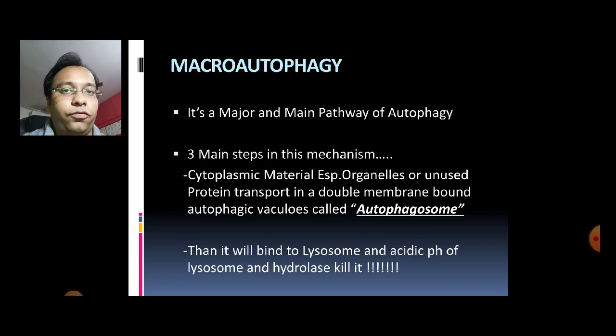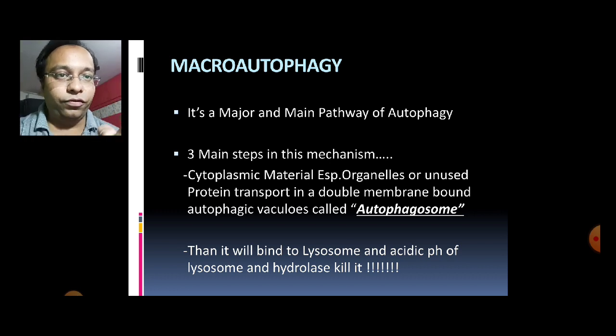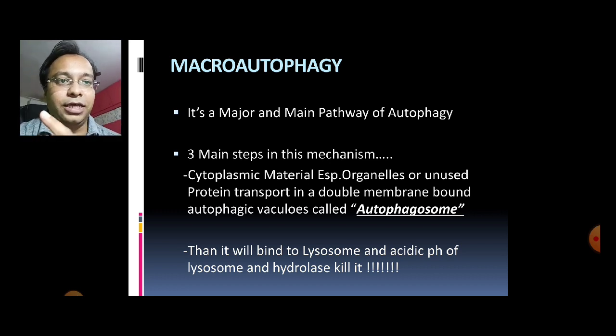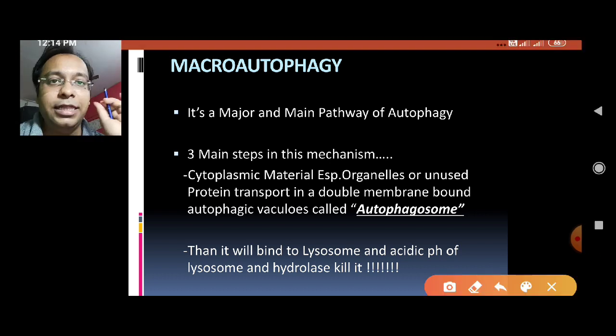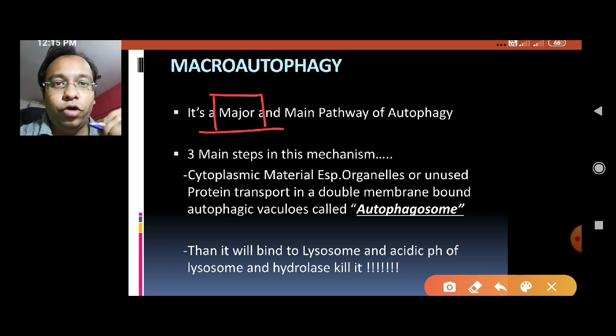Okay, so first we will start with the first type or first mechanism of autophagy, that is macroautophagy. In fact, it is the major and the main pathway of autophagy. So if you are asked in the exam which is the major pathway of autophagy, then it's macroautophagy, right?